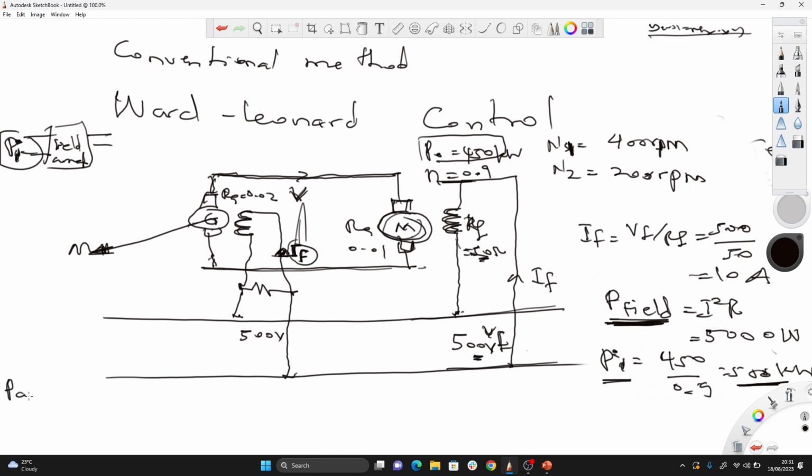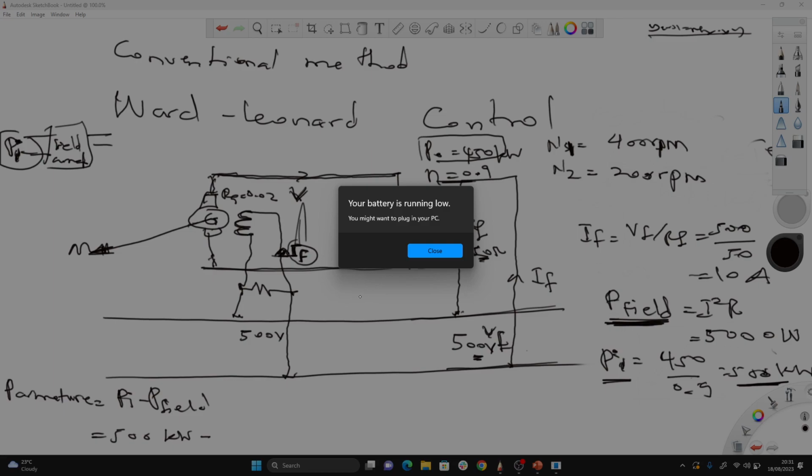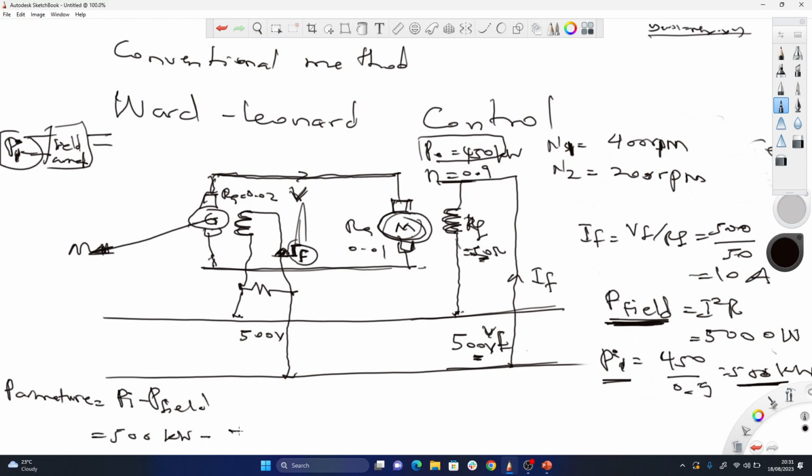Find power in the armature, the power that gets to the armature. The power that gets to the armature is given by input power PI minus power used up by the field. That will give me 500 kilowatt minus 5 kilowatt. That will give me what? 495 kilowatts. This is the power that gets to the armature.